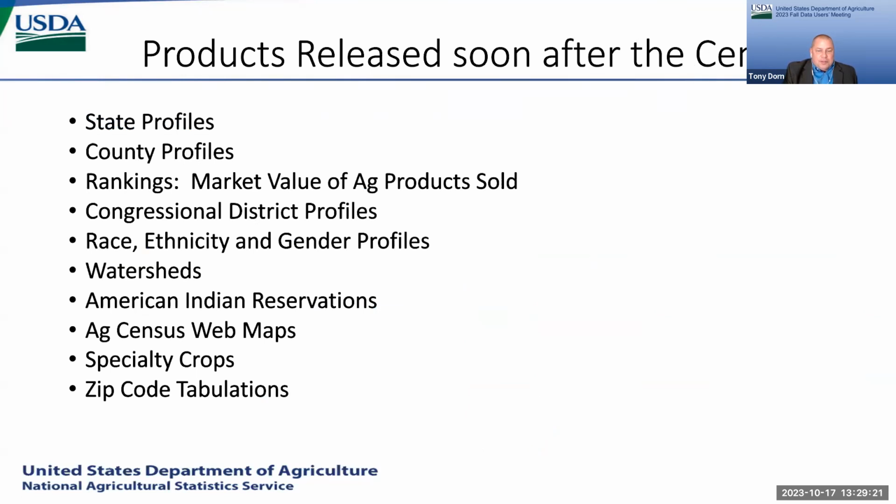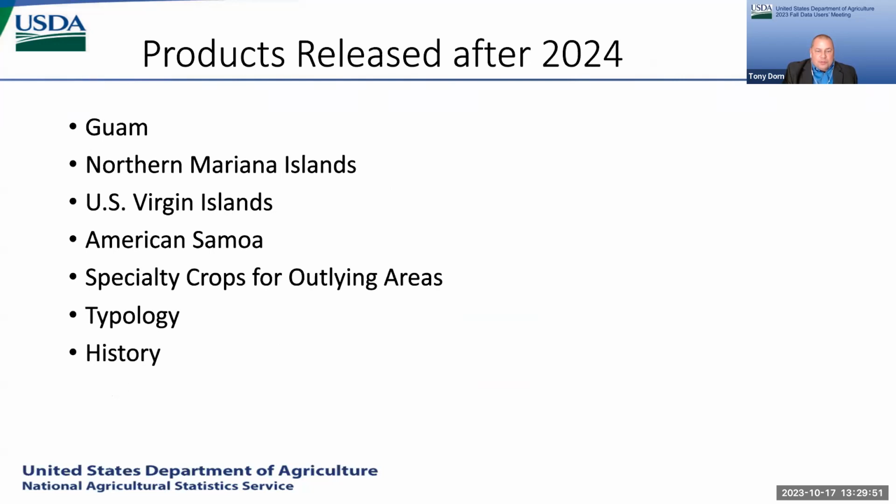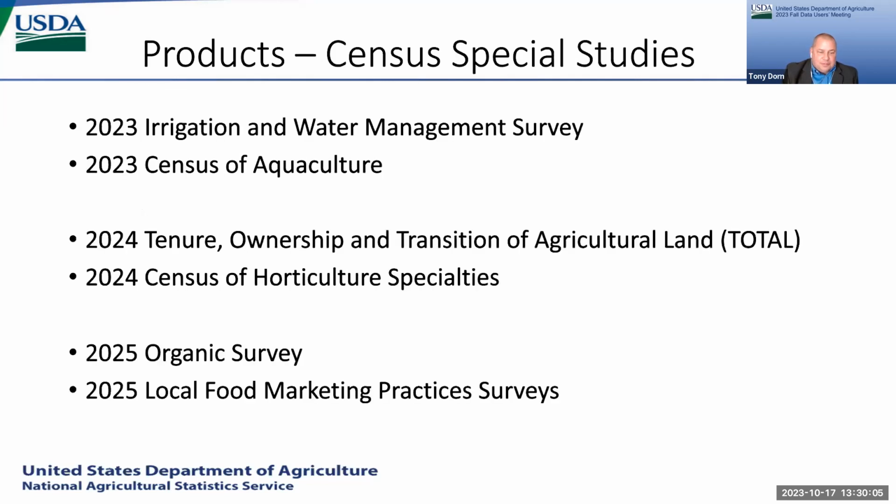So the products released soon after the census, this is another way to look at the timing rather than organization. The products that will be released soon after the census are state profiles, county profiles, rankings, the market value of ag products sold, congressional district profiles, race, ethnicity, and gender profiles, watersheds, American Indian reservations, Ag Census web maps, specialty crops, and zip code tabulations. Then after 2024 and the following year, of course, Guam, Northern Mariana Islands, US Virgin Islands, American Samoa, specialty crops for outlying areas, and then typology and history will be released the year after that.